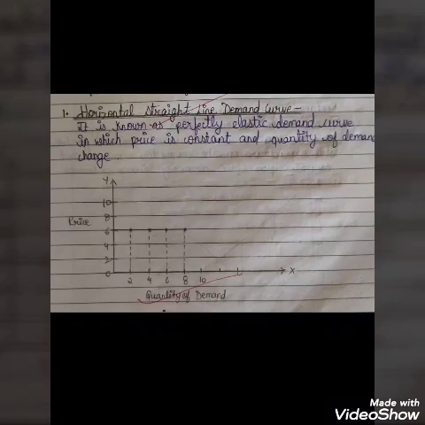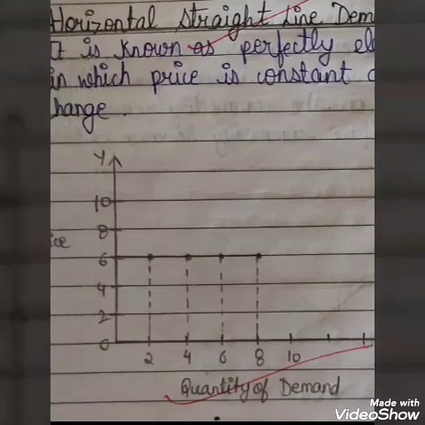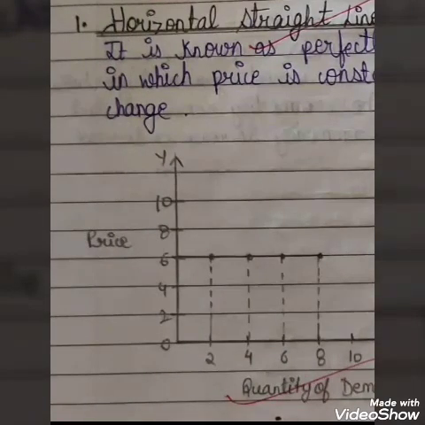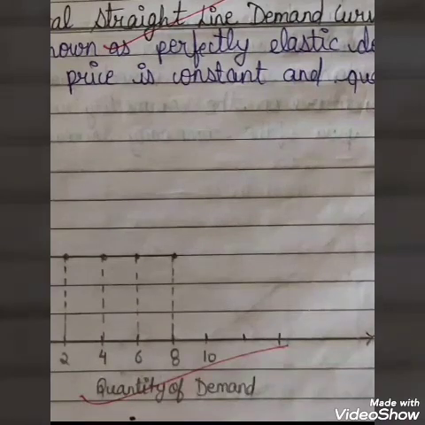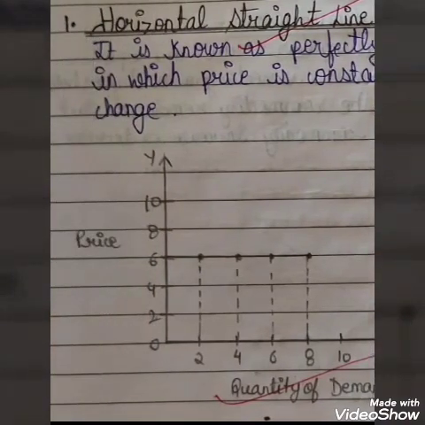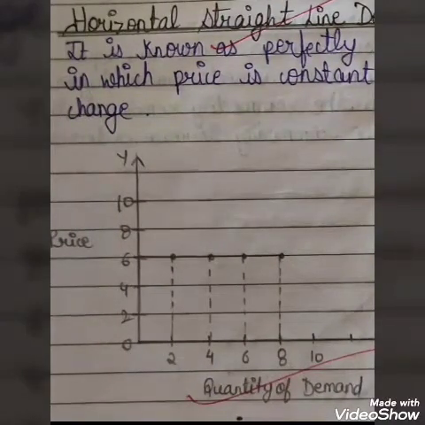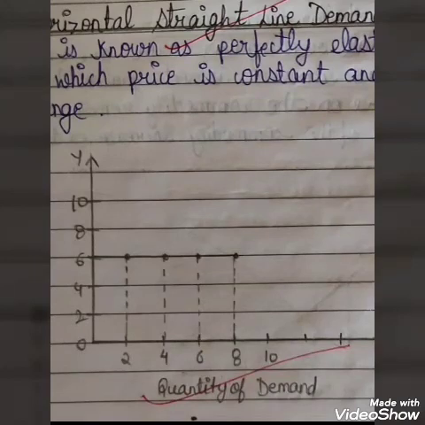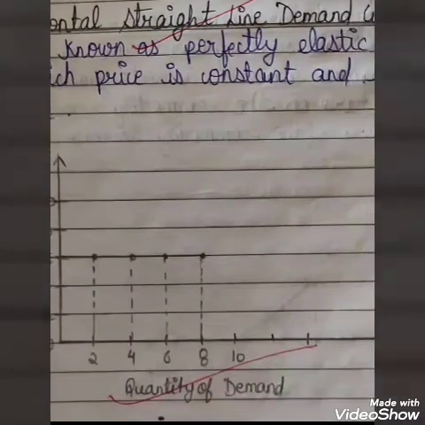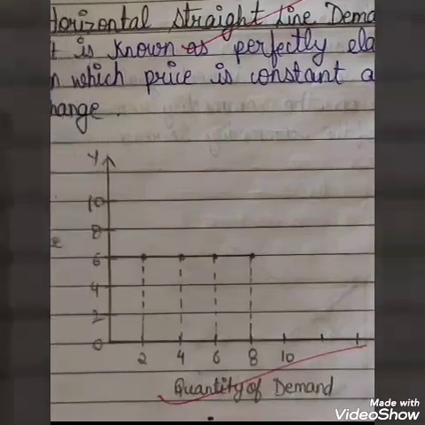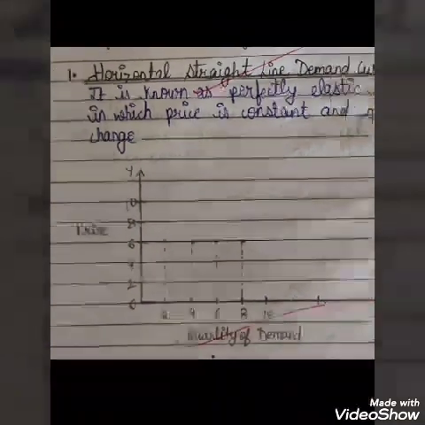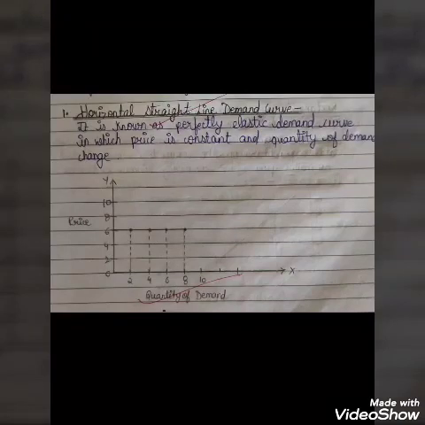Okay, so look at the graph. We can draw two axes, y axis for price and x axis for quantity of demand. So in this case we can make the constant price 6, it will not be changed, and according to it the quantity will be changed. That means in the first case price is 6, the quantity is 2. Second case the price is 6, quantity is 4. Third case price is 6, quantity is also 6, and the fourth case price is 6, quantity will be 8. So in this case the price will be constant and the quantity of demand is to be changed.